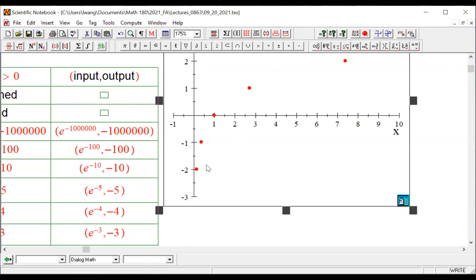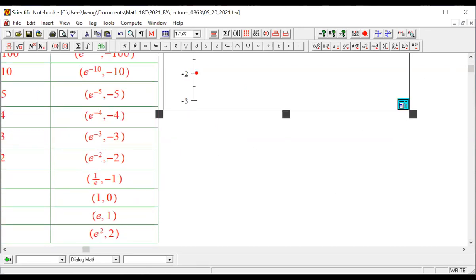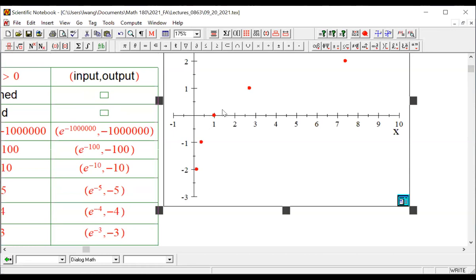Okay, and you can imagine that these points, you can see from this direction, as x is getting closer and closer to 0, right? What do I mean by that? The input of 1 over e and the input of 1 over e squared, 1 over e squared is closer to 0 than 1 over e, right? And the output is getting lower and lower. Do you guys see that? Because that's what these 2 points are about.